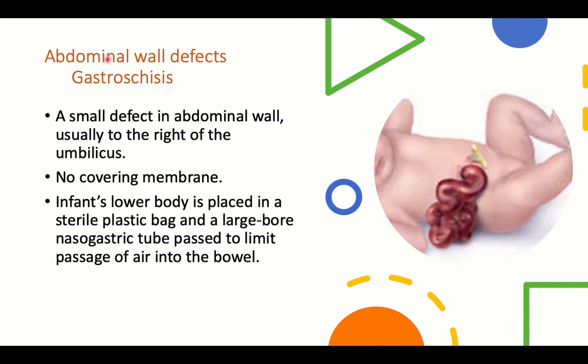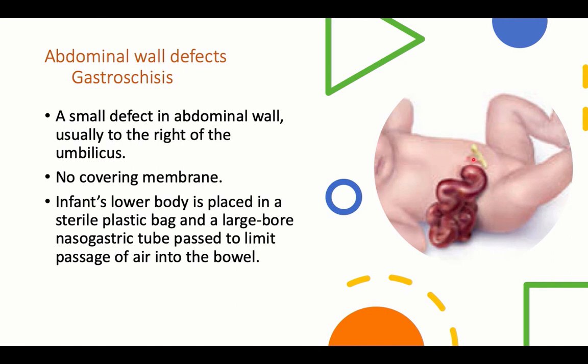Another anomaly is called gastroschisis. We have two types of abdominal wall defects, defects in the anterior abdominal wall: gastroschisis and omphalocele. Usually you are asked about the difference between both. In gastroschisis we have a small defect in the abdominal wall, usually on one side of the umbilicus, usually on the right side, like that.